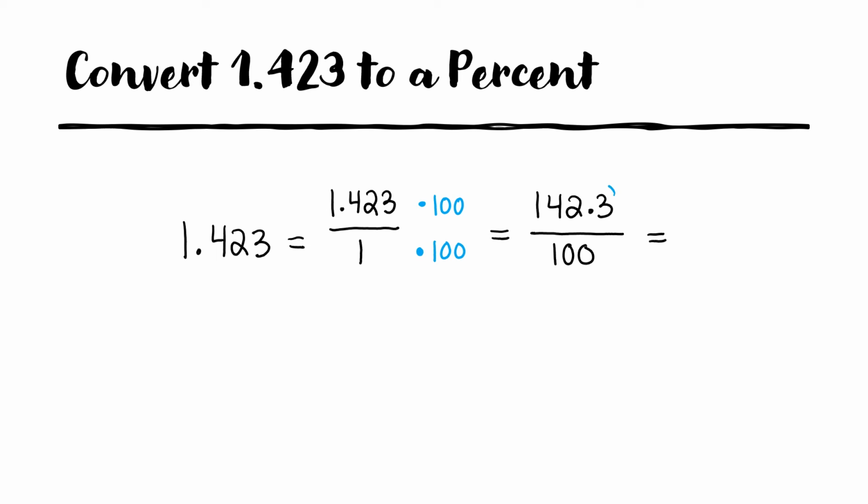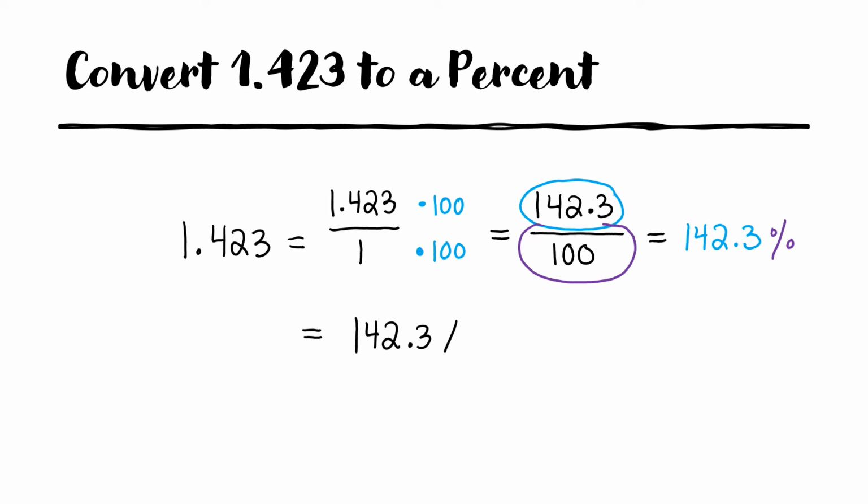Now we take our numerator, 142 and 3 tenths, and instead of writing this over 100, we'll write percent. So 1 and 423 thousandths, or 1.423, is equivalent to 142 and 3 tenths percent.